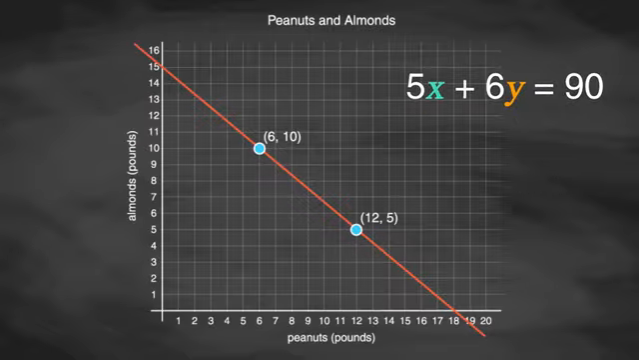The point (12, 5) is also on the line, so it is a solution to the equation. This means that if Claire buys 12 pounds of peanuts and 5 pounds of almonds, she spends $90.